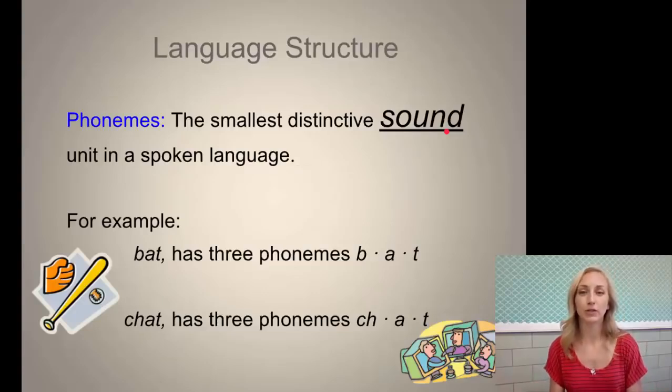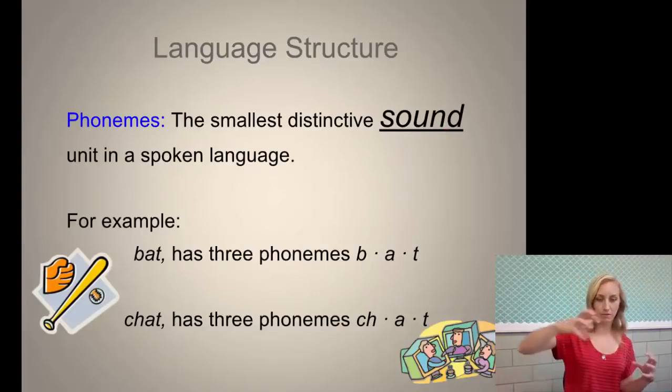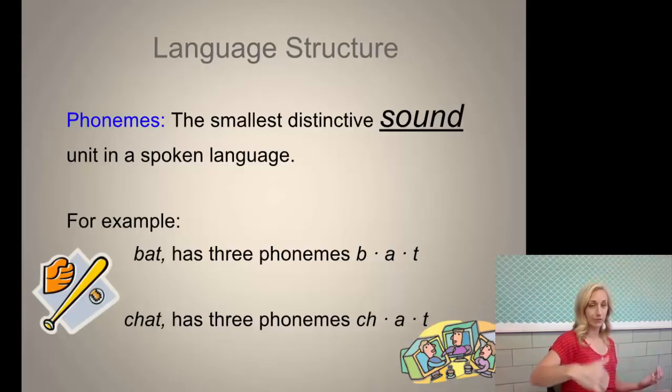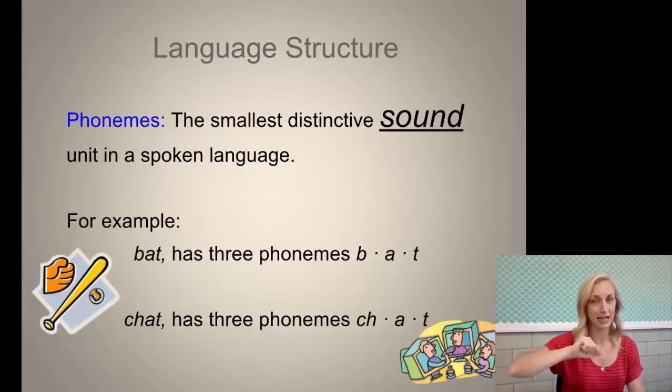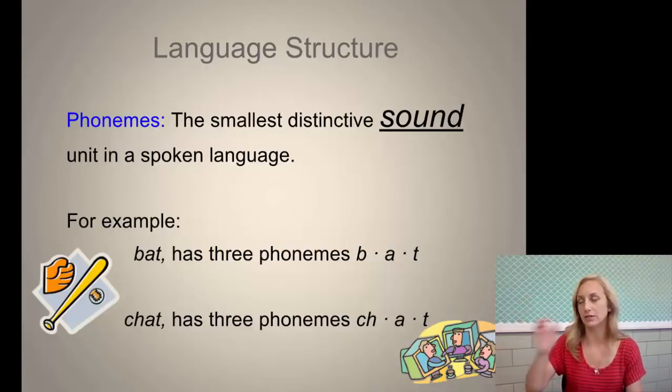So let's talk about language structure. We'll go to the basics and kind of build off of that. Phonemes. I want you to think of a phone, right? Phonemes, and your phone makes sound. So a phoneme is the smallest distinctive sound unit in a spoken language. Some examples with the word bat. It has 3 phonemes. B-A-T, b-at. It has 3 sounds, not 3 syllables. Syllables are not sounds. I mean, yes, they are sounds, but a phoneme is not a syllable.